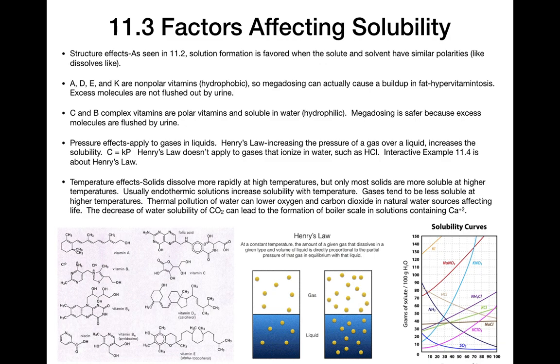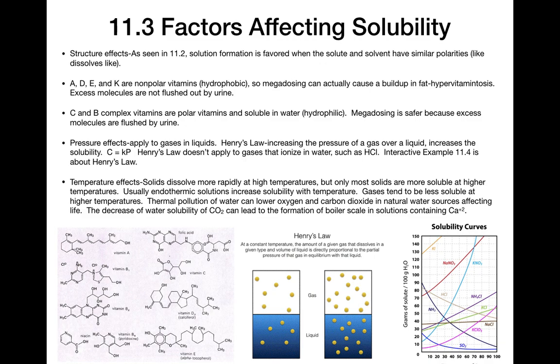This means that putting heat into water, such as a power plant next to a river or lake, like Clinton Power Plant, Clinton Lake, can actually create thermal pollution in the water. Just the pollution of adding heat to the water can lower your oxygen, your carbon dioxide, and your other gases concentration in that natural water source. And that can affect plant life and fish life in the water.